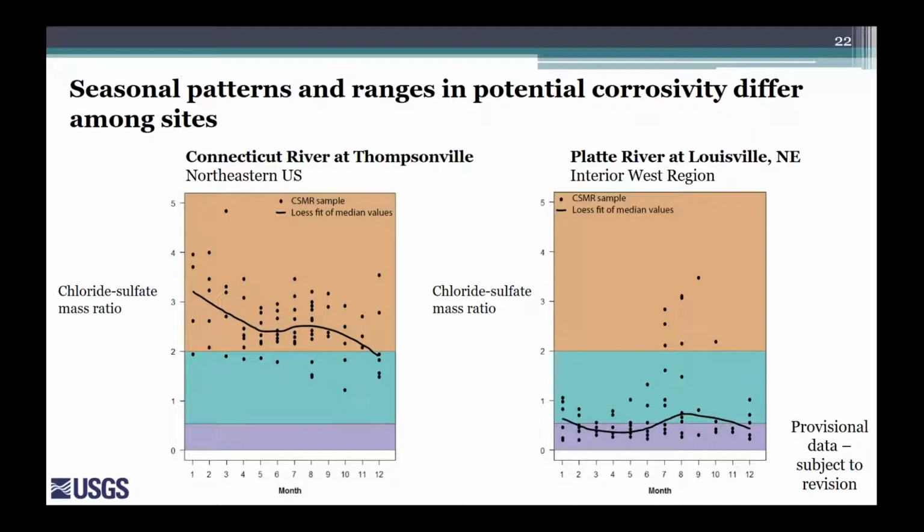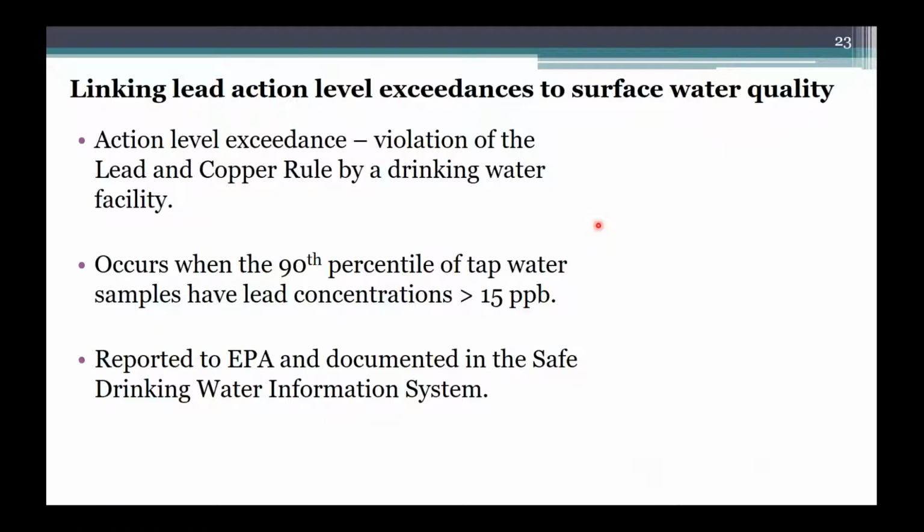Okay, and I think this type of slide really emphasizes again the importance of monitoring to understand when potential corrosivity may be highest and what's driving it at any individual location. And so these national scale patterns that we can pick out have to be understood in the context of local scale phenomena that are overlaying on top of it.